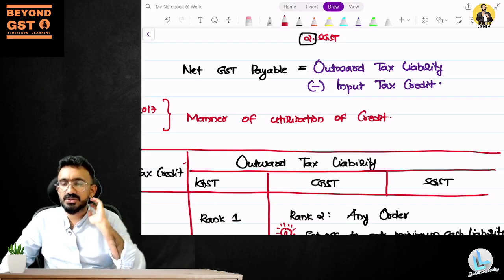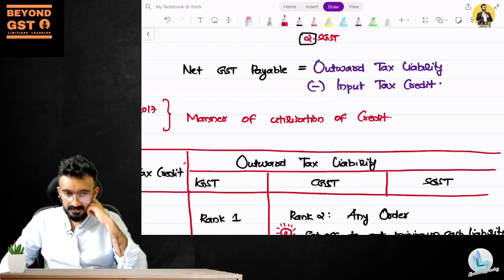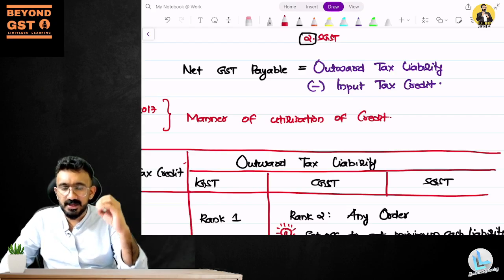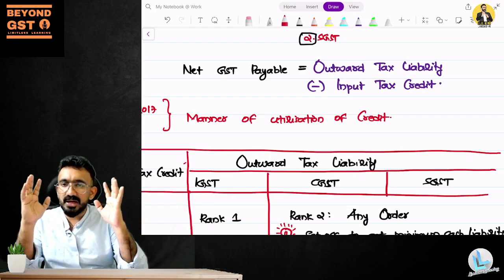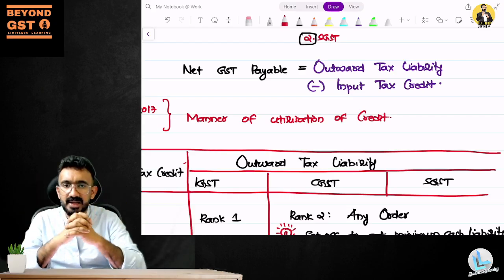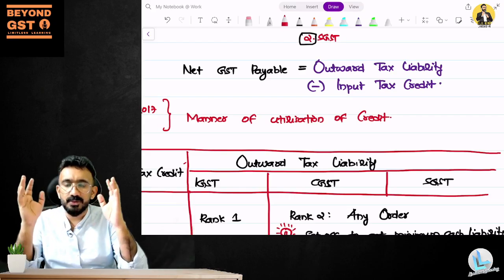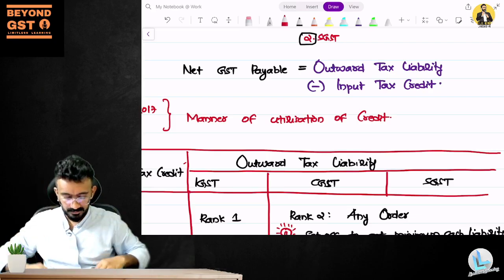Our computation is also very simple. First we will compute outward tax liability. Then we will compute input tax credit. So part A of our computation would be outward tax liability. Part B would be input tax credit. Part C would be net GST payable. So we are consolidating our taxes in terms of tax liability, consolidating different taxes in terms of input tax credit, and finding out what will be the net GST payable.